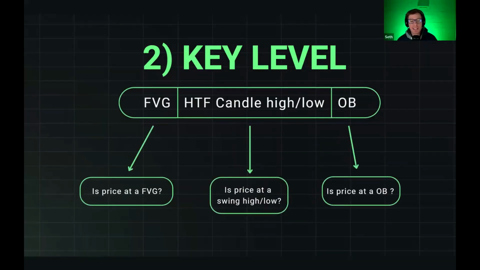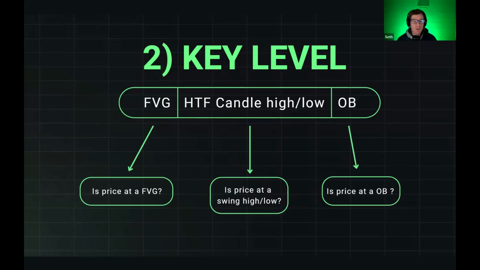Then number two, key levels. So identifying key levels is a big part of the strategy, and identifying those levels where price will have a high probability of reacting or reversing at those points. So we can use fair value gaps. We can use higher time frame candle highs and lows. This can be our weekly candles, our daily candles, our 4-hour candles. The higher the candle, the stronger the level will be.